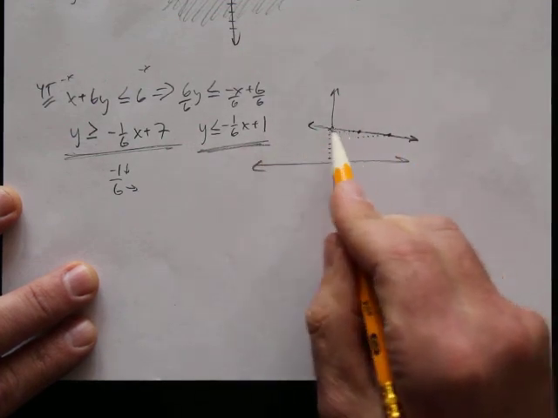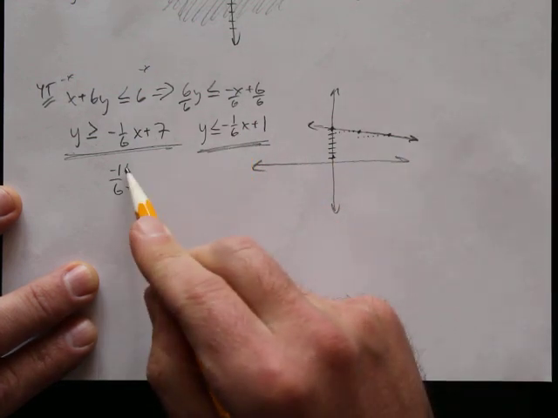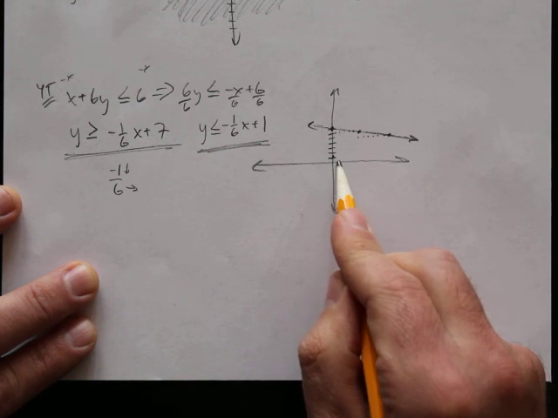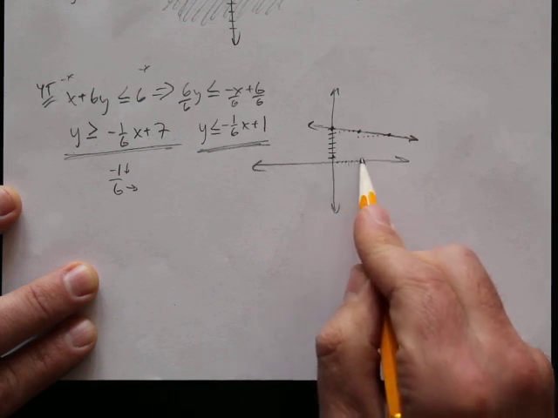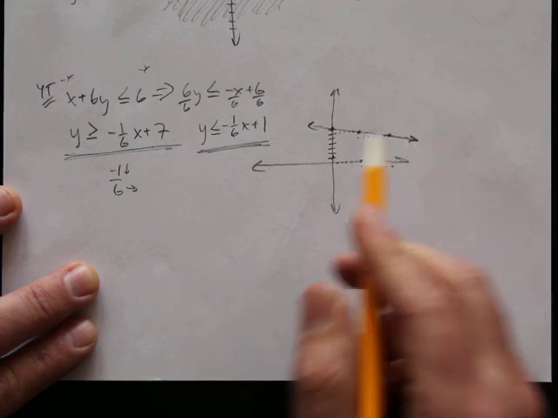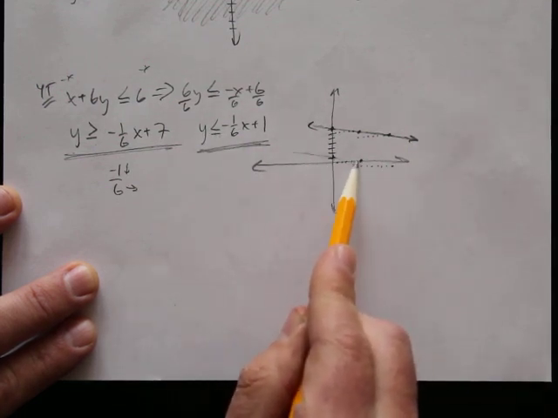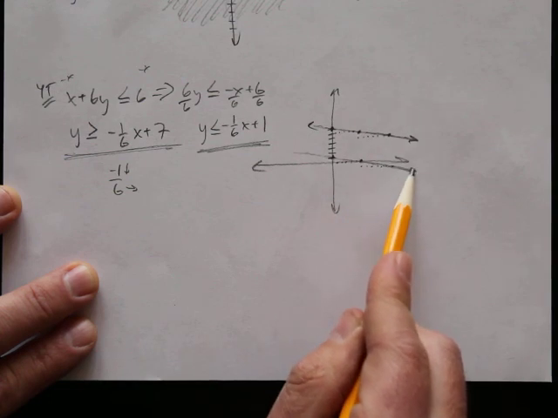And then we've got the same line, but starting down here at positive 1. Down 1 to the right 6. Down 1 to the right, 1, 2, 3, 4, 5, 6. Another solid line, because it's or equals to, so this is included in the solution.